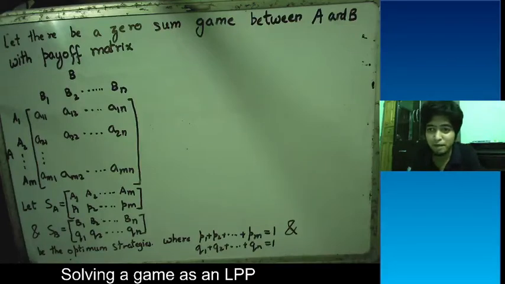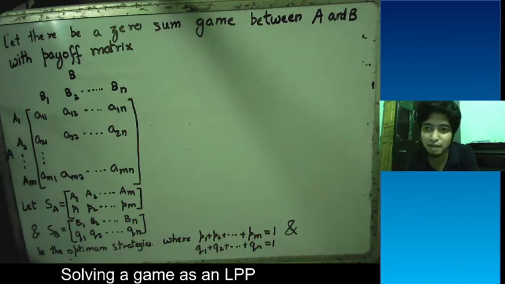Hello, so today we are going to learn how to solve a game as an LPP. If you remember, we had done something about how to solve a 2x2 game and also how to solve a game with only two rows or only two columns by the graphical method. We had also learned how to solve a game by using the dominance property, that is exactly for reducing the size of a game.